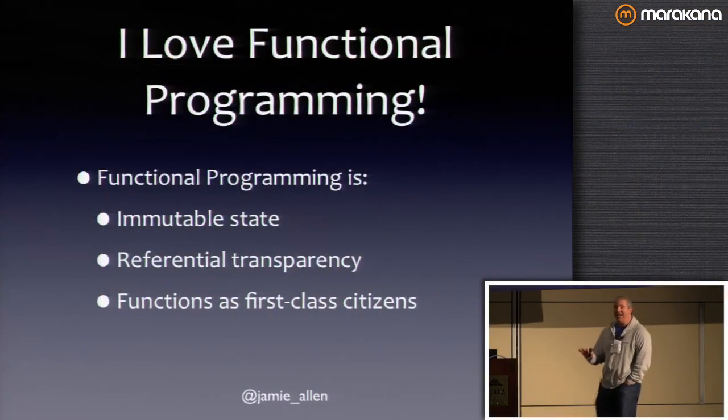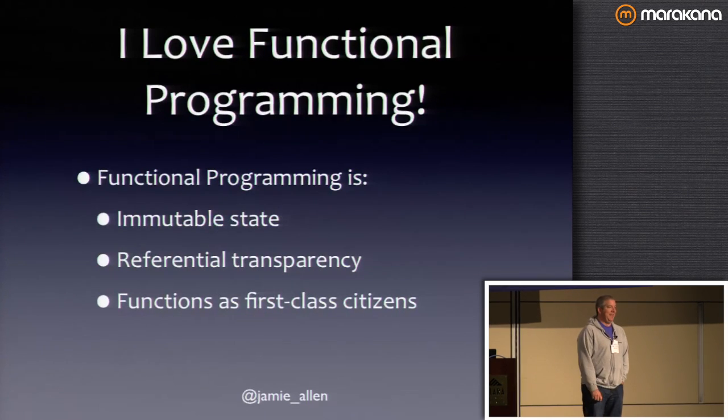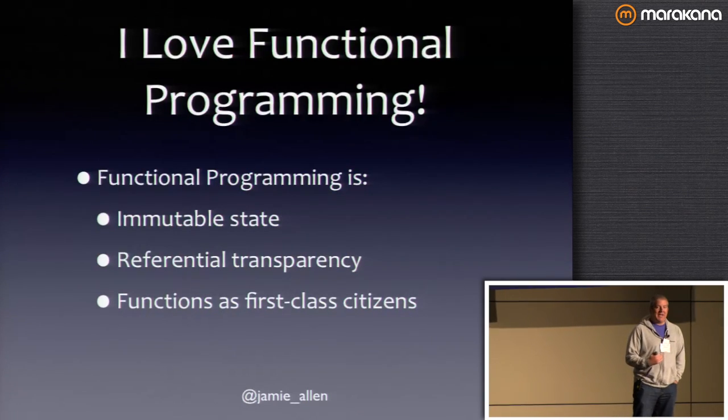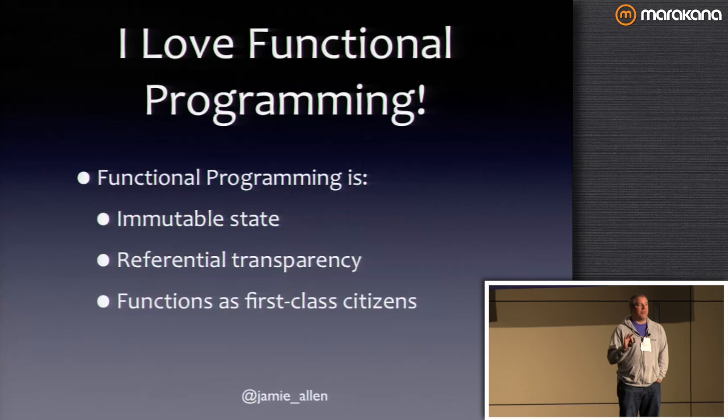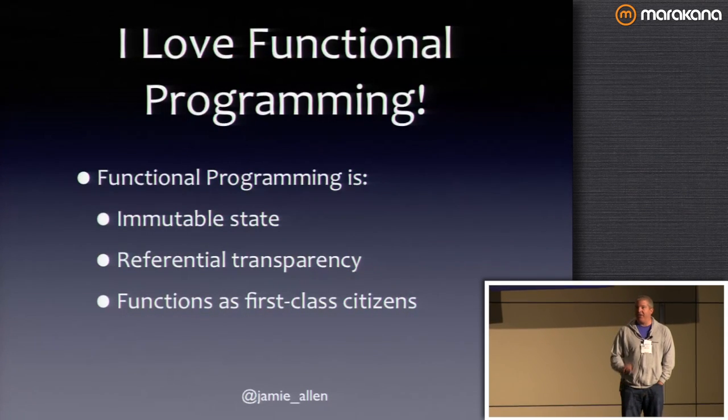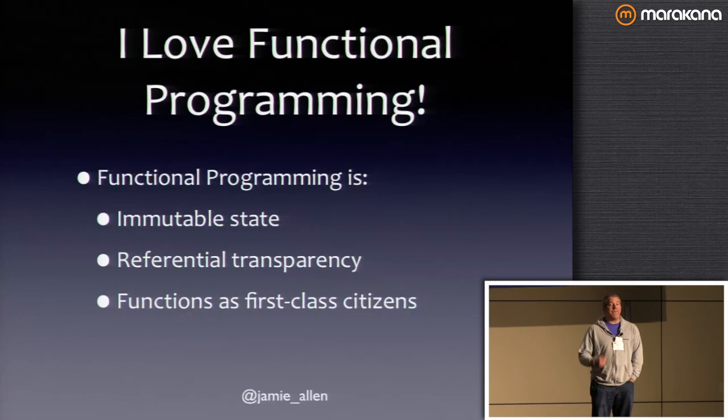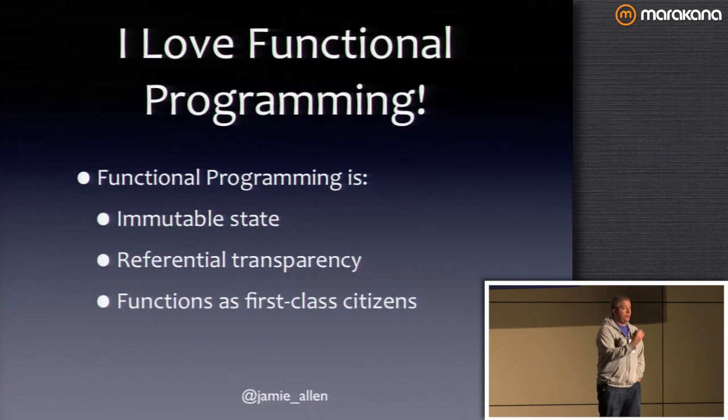First of all, I want to be perfectly clear about this. I love functional programming. I don't want anybody to think that I don't love functional programming with what I'm going to tell you today. To me, functional programming is three things. It's immutable state. Not having mutable state in play inside of your application as much as possible. It is also referential transparency. And by referential transparency, I mean the idea that you performing an operation on some state that results in a new value doesn't change the original value.